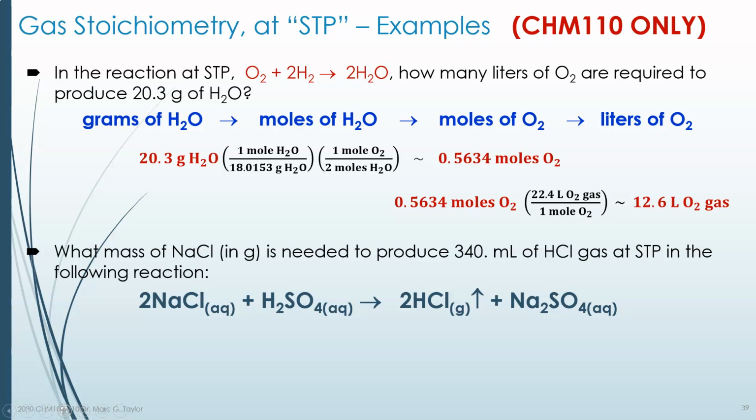The second problem. What mass of NaCl, that's sodium chloride, table salt, in grams is needed to produce 340 milliliters, not liters, milliliters, of HCl gas, hydrogen chloride gas, at STP in the following reaction? So we're given the reaction, we're given all the coefficients, it's already balanced for us. We're given the number of milliliters of a gas. So what do we do? We want to turn milliliters of HCl gas into grams of NaCl.